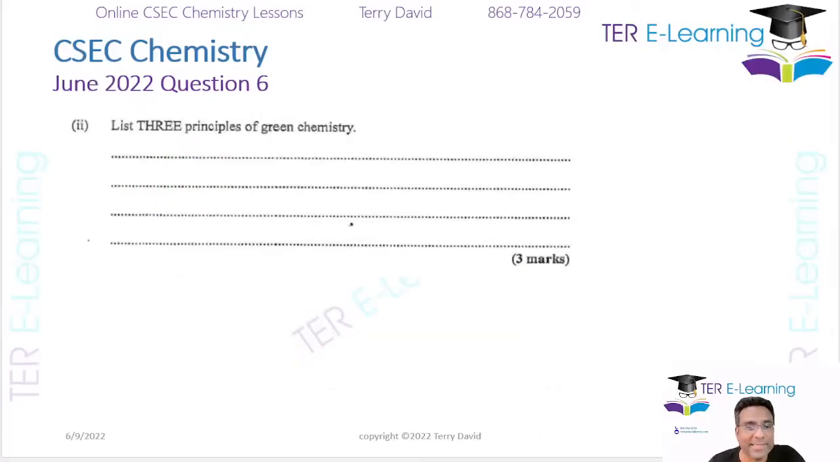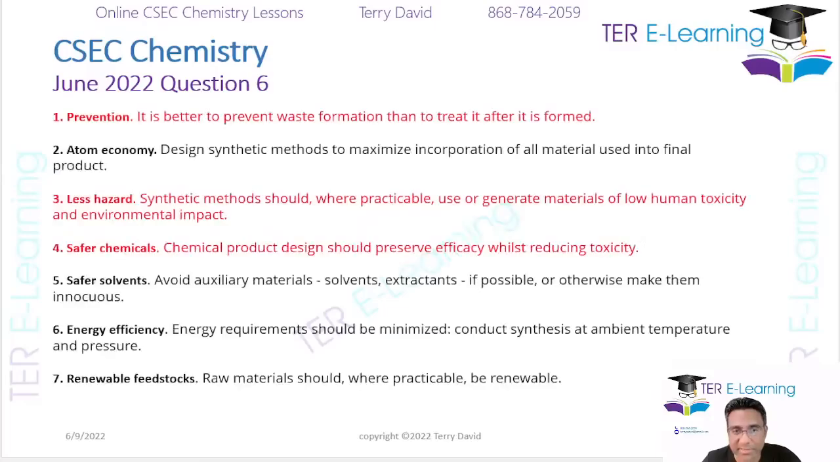The next thing here, they said list 3 principles of green chemistry. So if you all read your notes, or if you happen to learn this, because I normally tell my students, learn this 2 days before the exam, because it's not something that I spend too much time teaching, right? There are 12 principles of green chemistry. So we have prevention. It is better to prevent waste formation rather than to treat it after the fact.